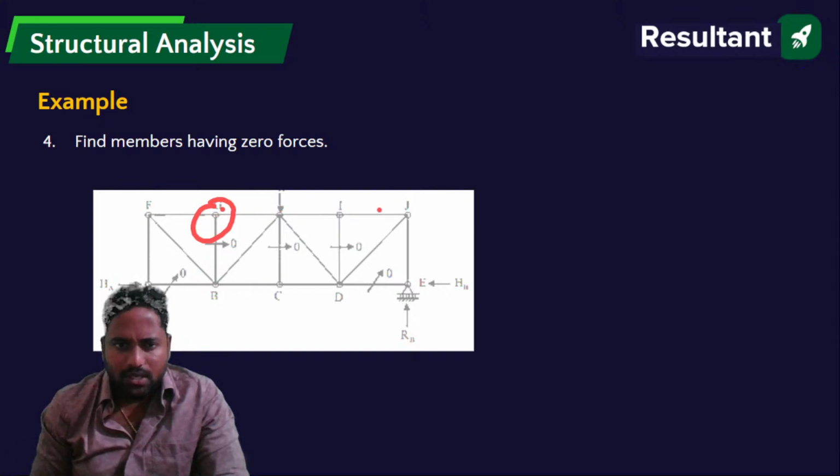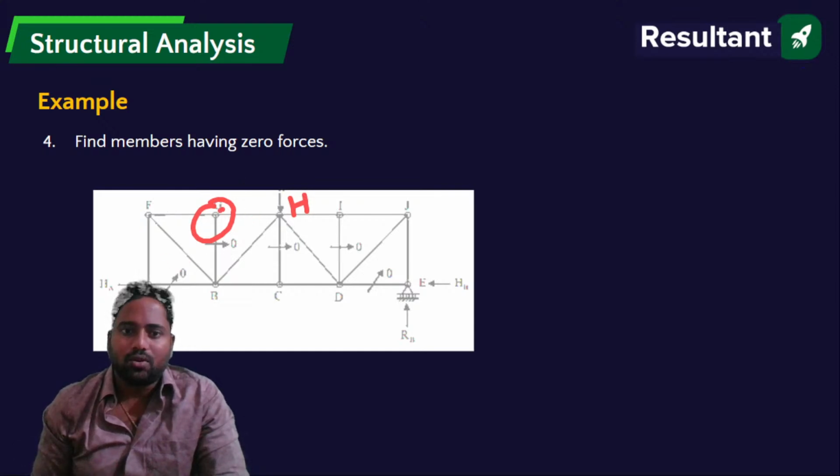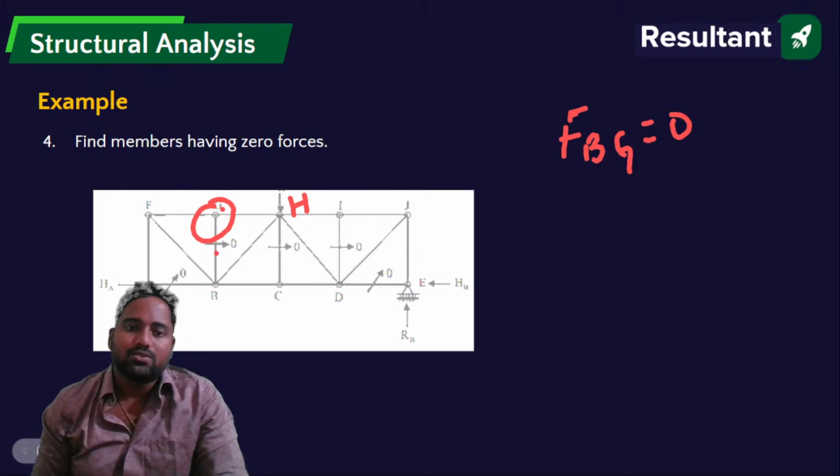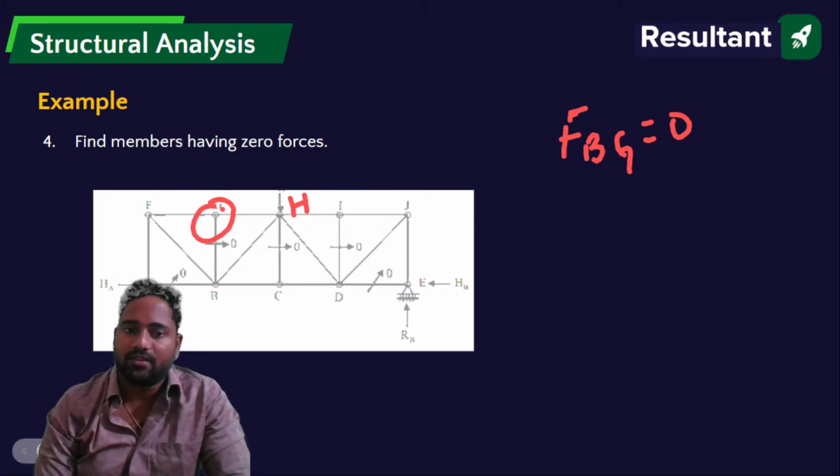Out of which FG and GH are collinear. The joints are A, B, C, D, E, F, G, H. No force is acting at this joint. So the force in member BG equals 0. Three members are meeting at a joint, out of which two are collinear, and no force is acting at this joint. So force in member BG equals 0. FBG equals 0.